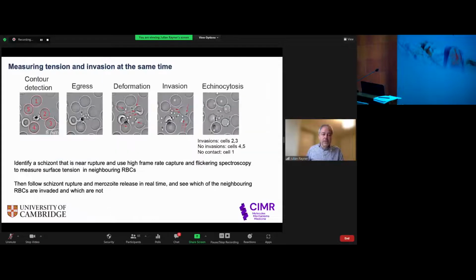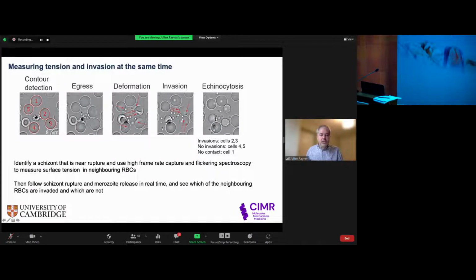She set up an assay where, using video microscopy, first she measured the tension of all the red cells that were near a schizont that was about to rupture. Then, after the schizont ruptured, she very painstakingly counted which red cells the parasites interacted with, and then which red cells they invaded. And then she looked for the correlations between the tension and the invasion. So in this example, the parasites come out, none of the parasites contact this cell, the parasites contact these 2 cells, but they don't invade, and the parasites contact these 2 cells, and they do invade.